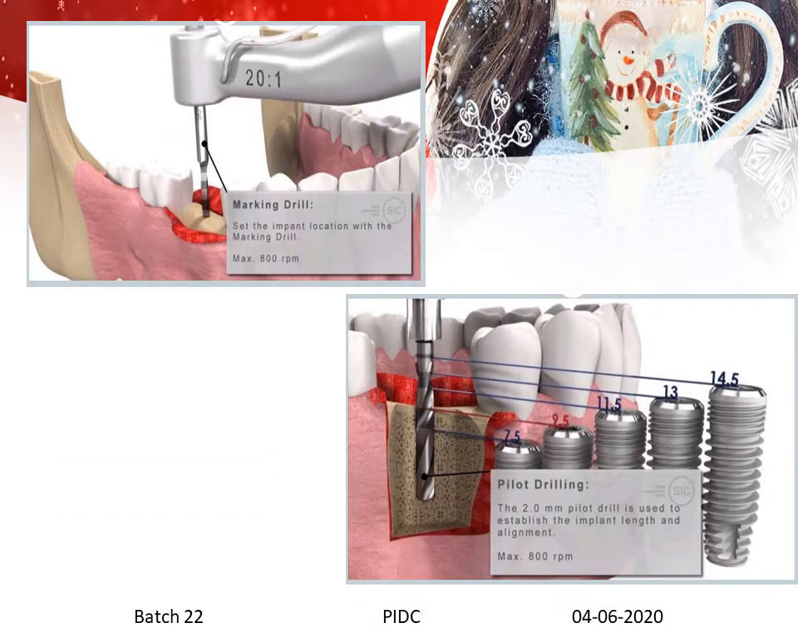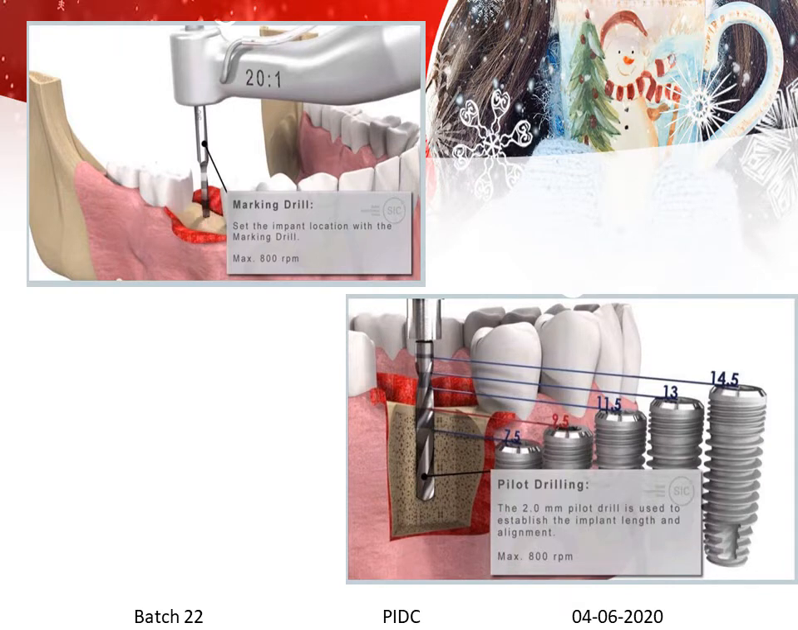After seeing my bone, I go on with the very first drill, that is my marking drill, where I set the implant location. I use a speed of around 800 rpm, not more than that, and see to it that whenever you place all these drills, there is saline always directed towards the drills, so that there is not much bone necrosis because of the heat generated.